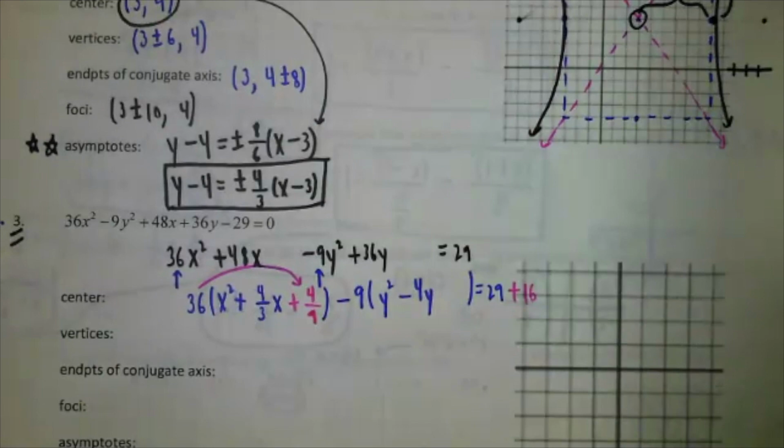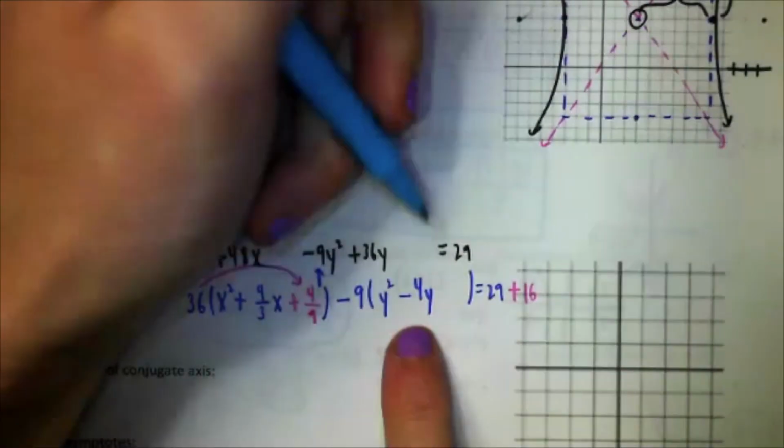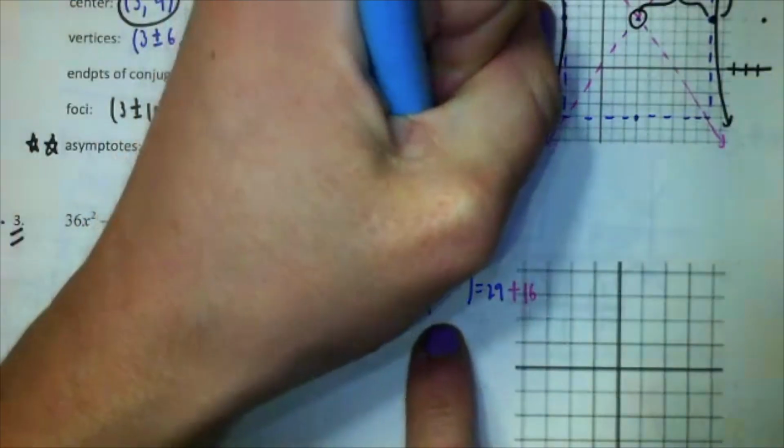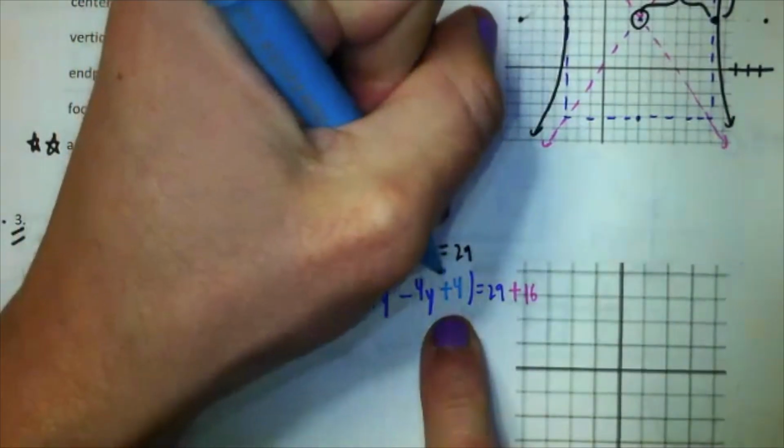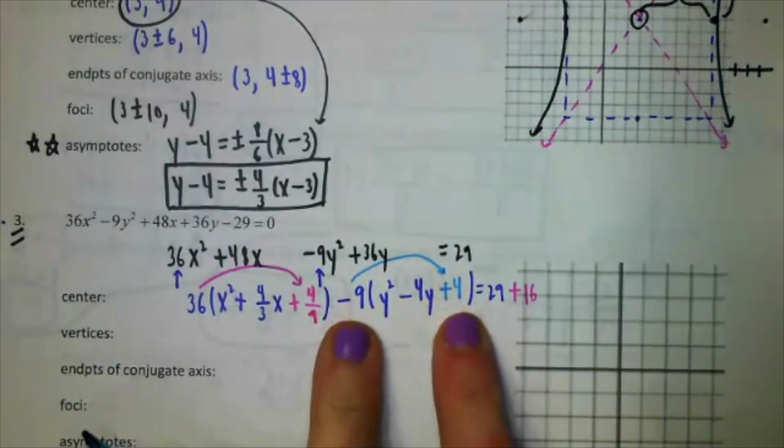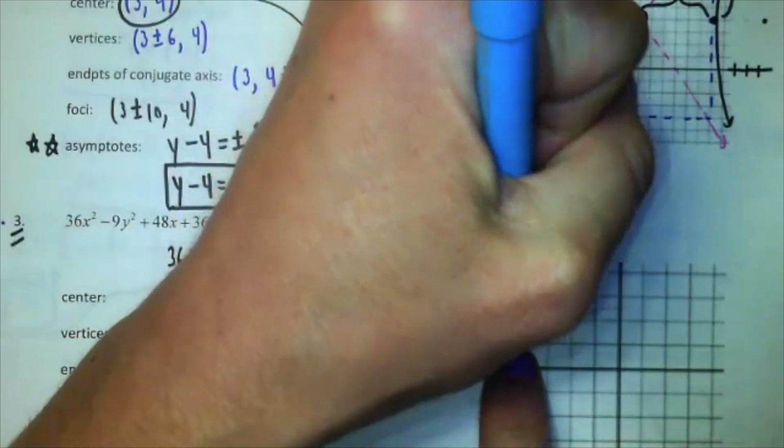Now we want to figure out what happens here. Add half of b squared, so half of -4 is -2. Square it, you get 4. And we are subtracting 36 here. This is a -9 times a 4. So we will subtract 36 from the other side.